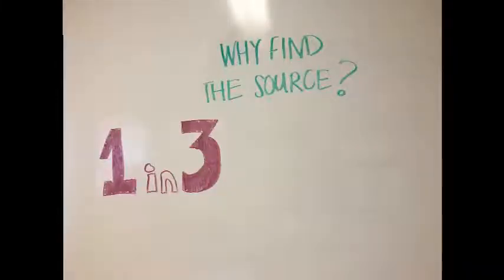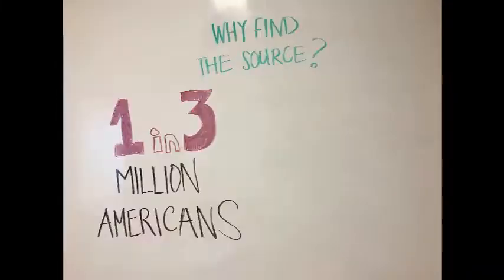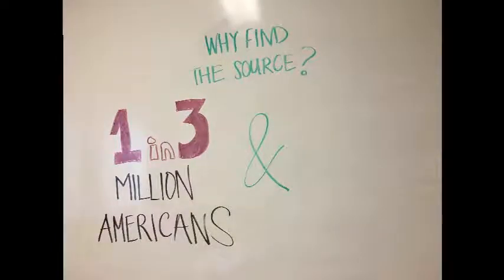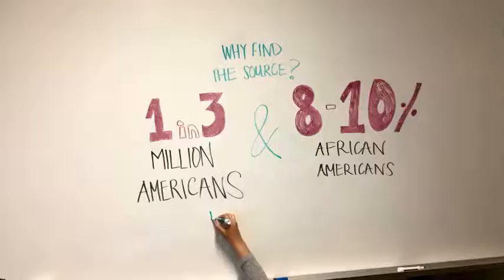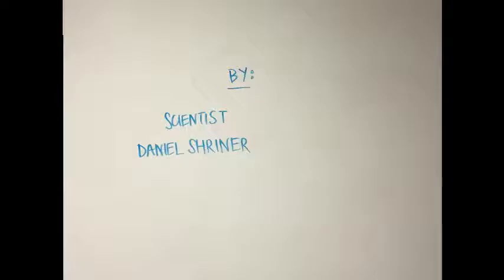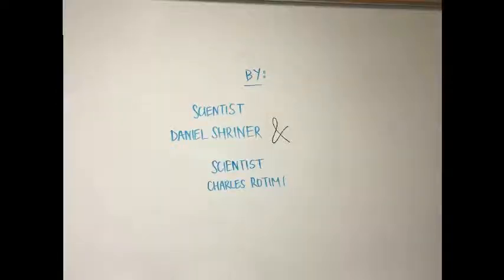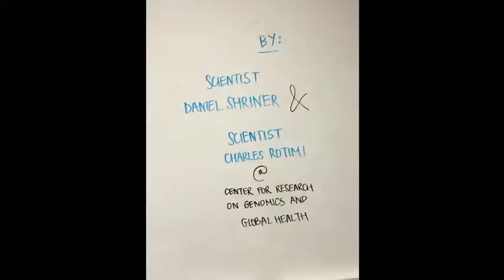By clarifying the origin of the sickle allele, the process of identifying the allele can be improved and simplified. Improvements to the process of finding this particular allele are important because the gene mutation affects between 1 and 3 million Americans and 8 to 10% of African Americans. Scientists Daniel Schreiner and Charles Rotimi, who wrote the paper on the origin of the sickle allele, both work for the Center for Research on Genomics and Global Health.